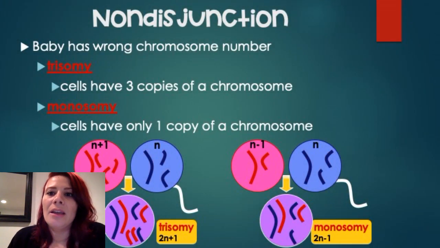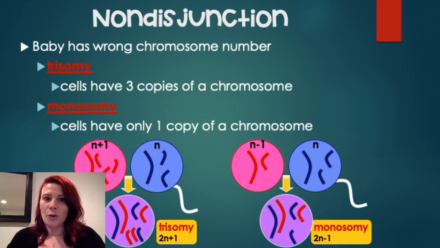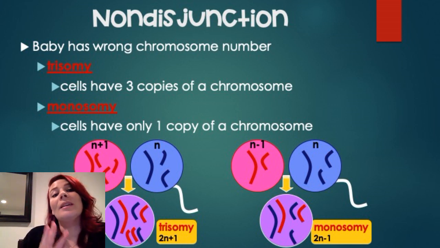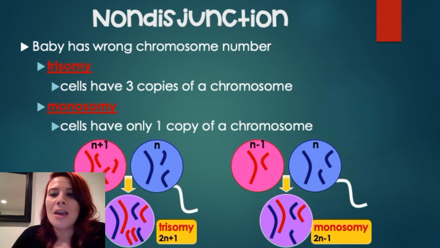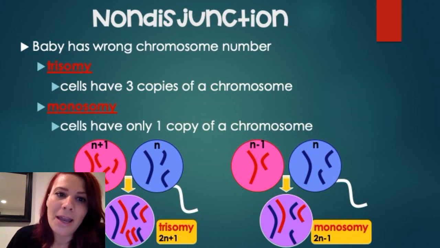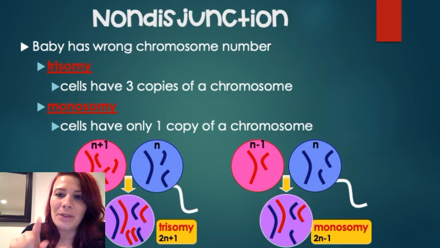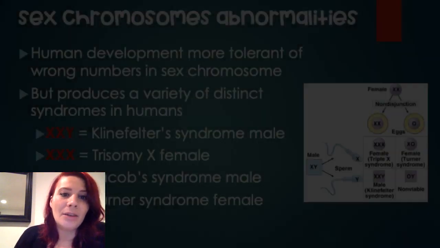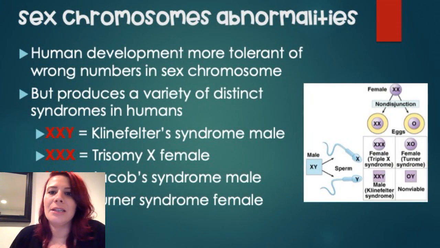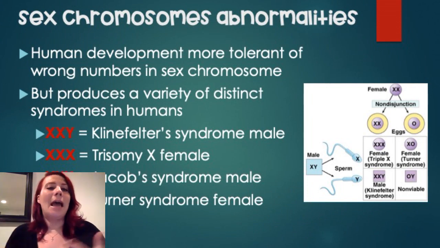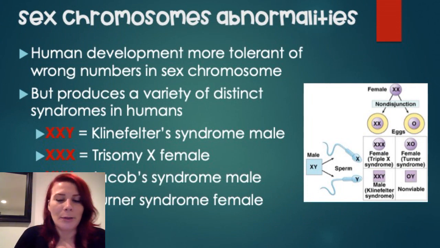All right, so again, non-disjunction: chromosomes or sister chromatids didn't separate properly. So we can have two potential outcomes. One would be a trisomy, which means instead of 2 of the same chromosomes, we end up having 3 of the same chromosomes. The other one is monosomy, and that just means we have 1 of the chromosomes when we actually needed 2. Remember that the N in that image represents the number that a chromosome should have for 100% of the DNA. So what are some things that can happen if the sex chromosomes don't separate properly?